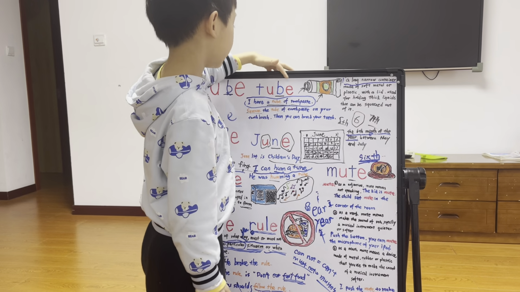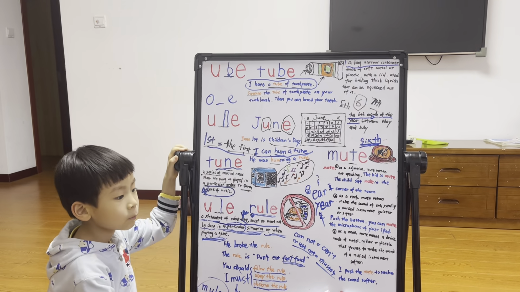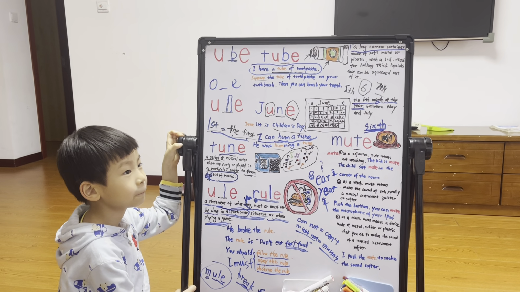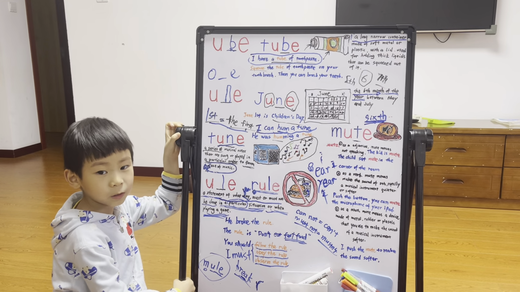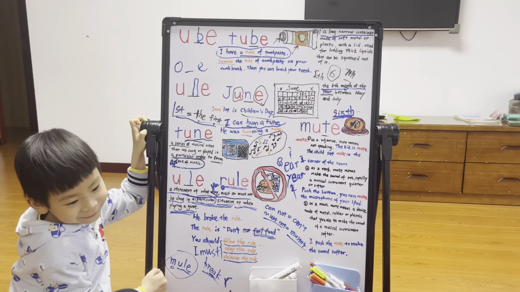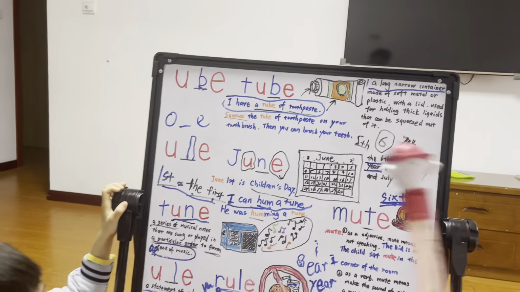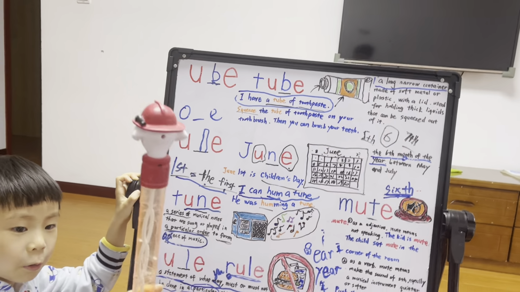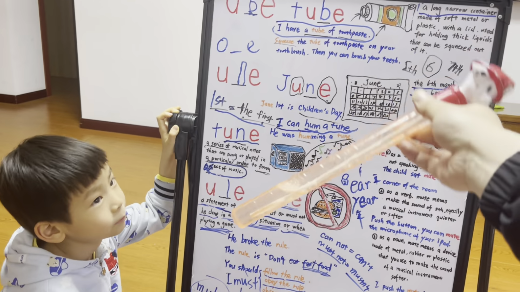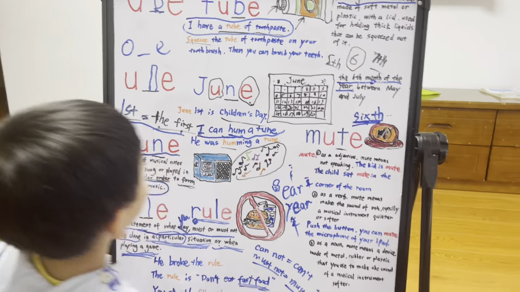Tube. Good. Do you have a tube of toothpaste? Yes. A tube means a long, narrow container. What's this? What's in the tube? It's a long, narrow container with a mixture in it. Yes. Okay, it is a tube. Okay, next one.